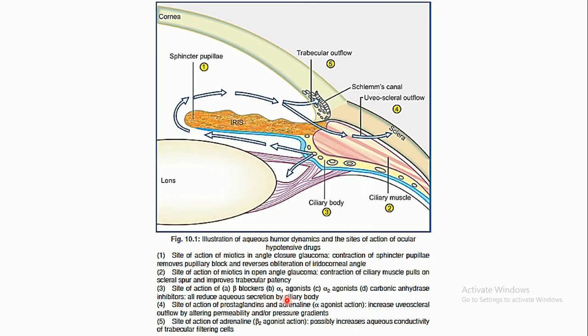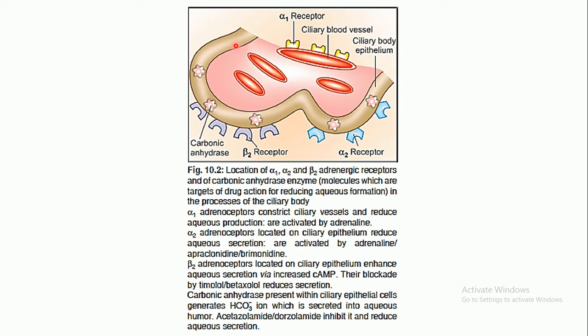Now, this is a picture of the eye which is showing the various sites of action for various drugs. We have started with the beta blockers. Beta blockers act at the ciliary body, where exactly the aqueous humor is formed. As a result, it reduces the aqueous secretion. The picture shows the ciliary body, and this is the epithelium of the ciliary body.